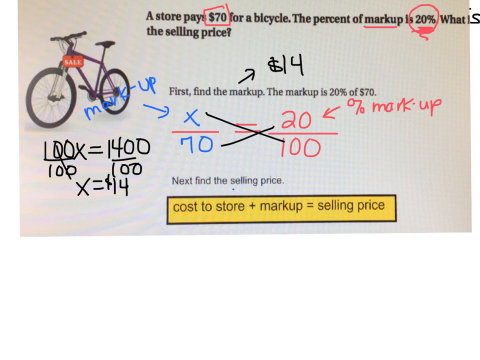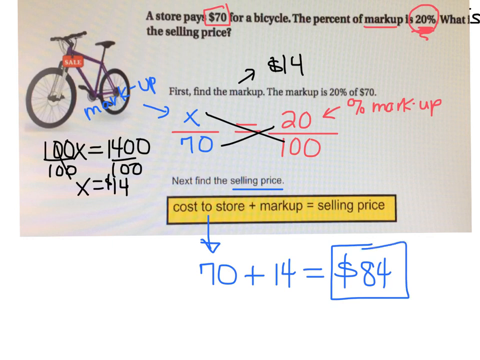To find what the store is going to sell it for, I need to take the cost to the store. The store had to pay $70 for it, so they at least have to charge $70. Plus, I'm going to add the markup. They're going to mark it up $14, so they're going to sell it for $84. That's what you and I would have to pay if we went to the store to buy it. That was an example of a 20% markup. Again, we just raised the price by 20%.